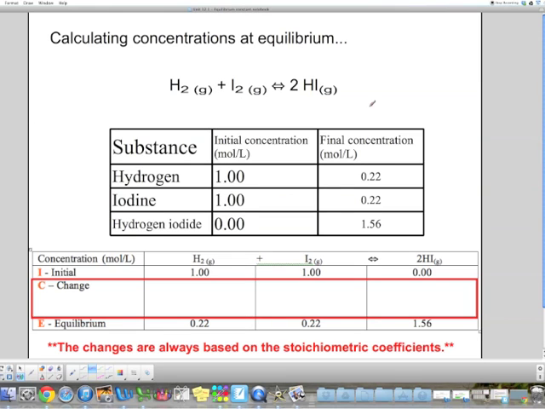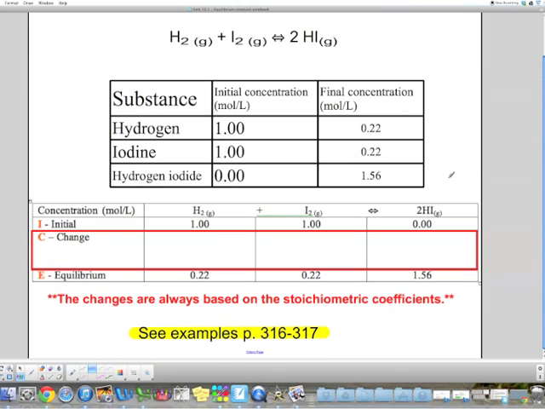Now, how do we calculate the concentrations at equilibrium? It's all nice that we have an equilibrium law, but what do we do with it? So let's pretend we have the following problem. We have the following situation or reaction. I'm giving you the initial concentrations and the final concentrations of both. So from there, you're able to calculate the change in between.